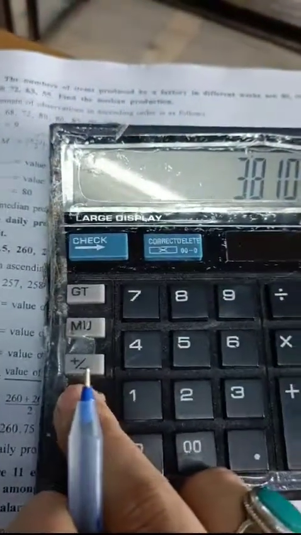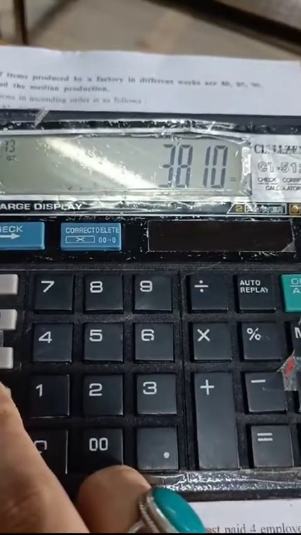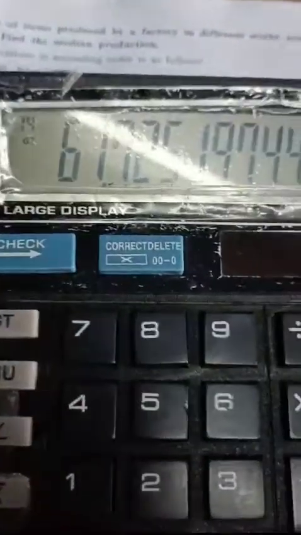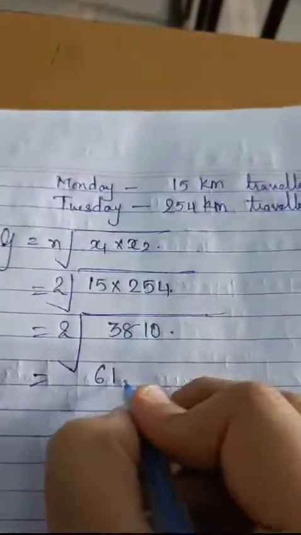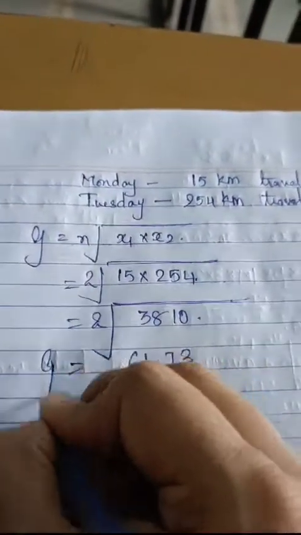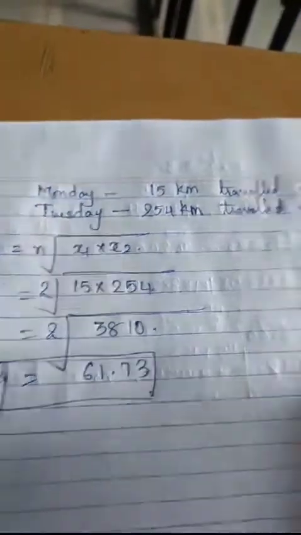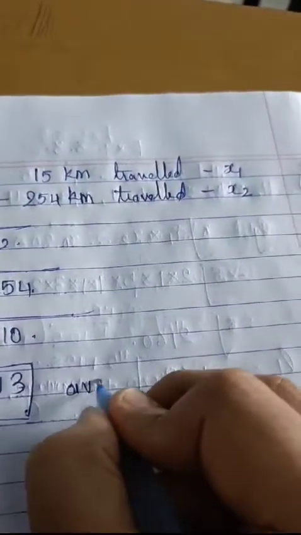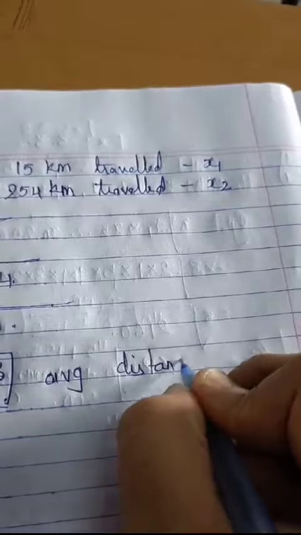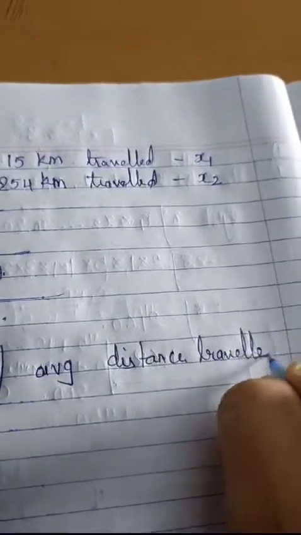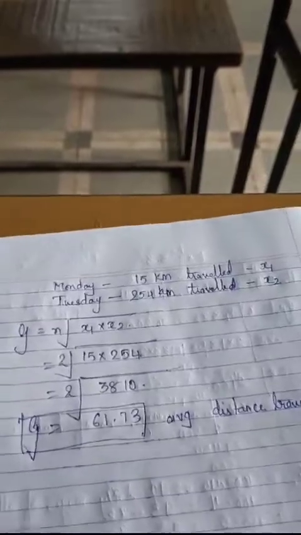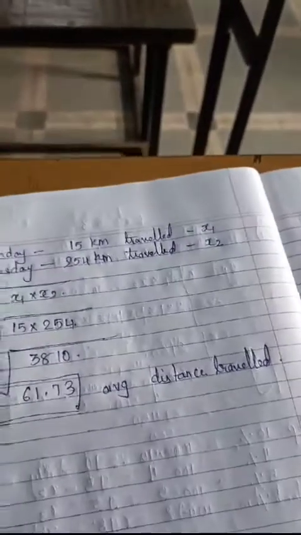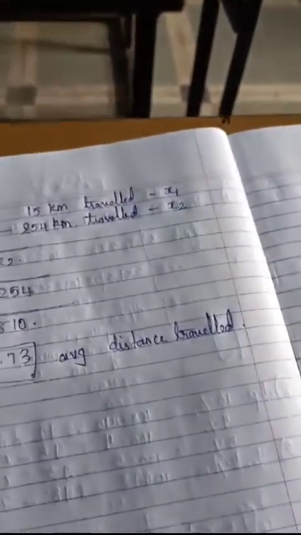Okay, remember half of the time, whatever the number they have given in place of n, we will be pressing it half of the time. So one time, so what is it coming? 61.73. 61.73 is the average distance traveled. Okay, so this was about exercise 3.3. Now we will begin with exercise 3.4, which is based on your positional averages.